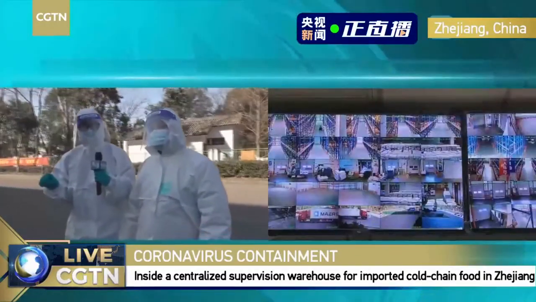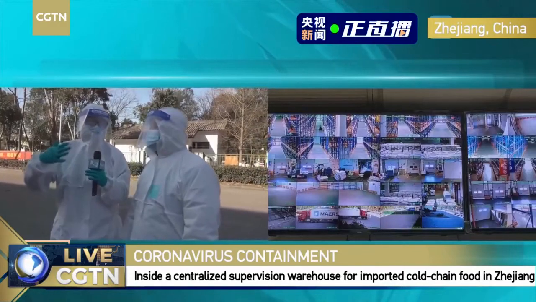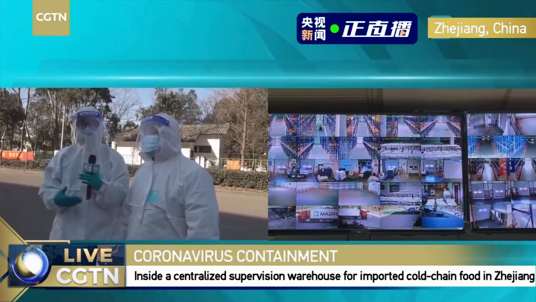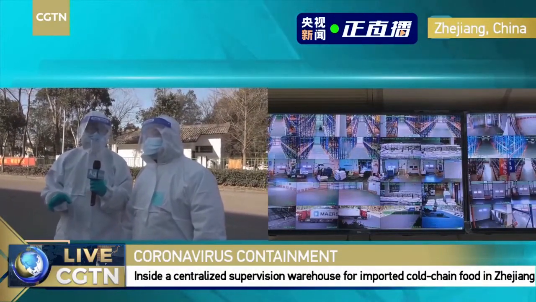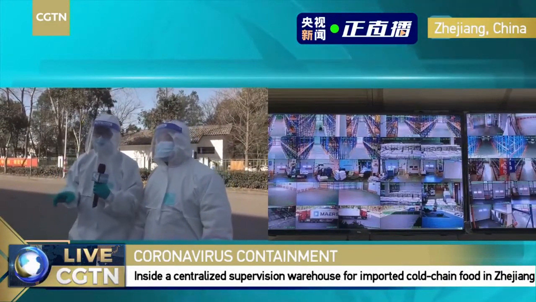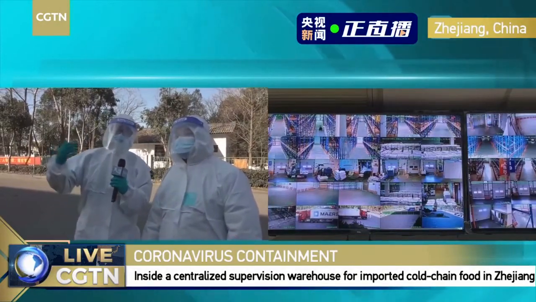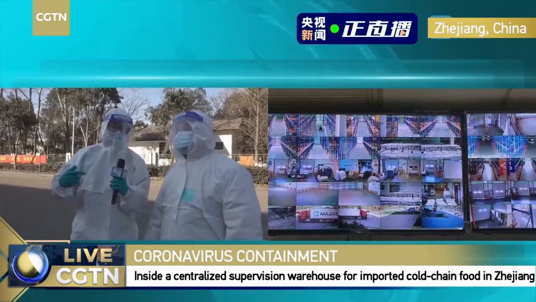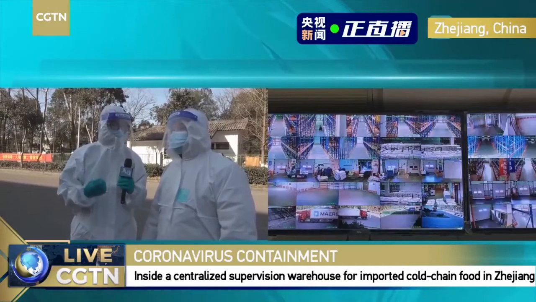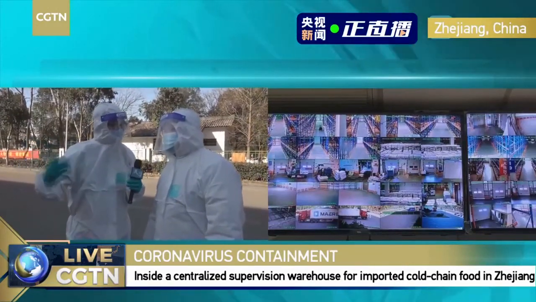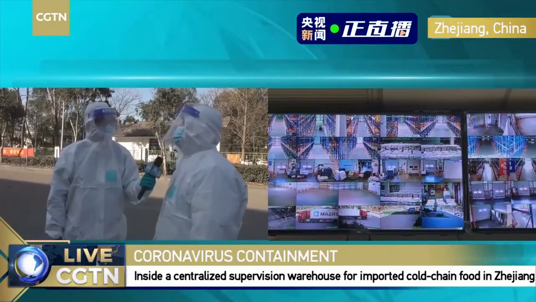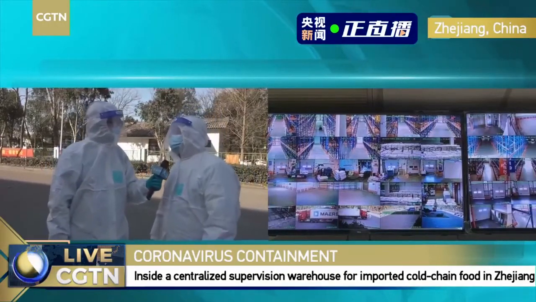So now through our camera, our viewers can have a quick experience of the inside. We cannot enter the highly risky zone. So through our monitoring cameras on the screen, you can see the routine of the zone. That's the unloading zone. After getting the reports, the food could enter the next zone if they proved negative.